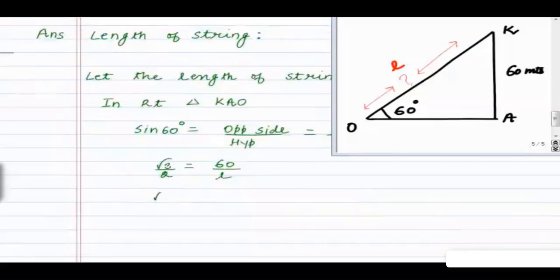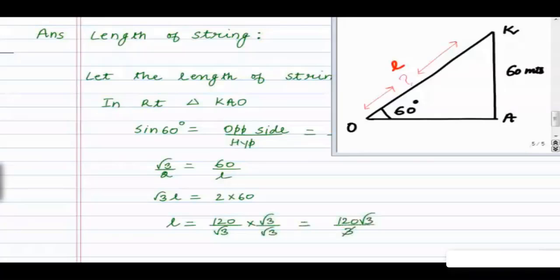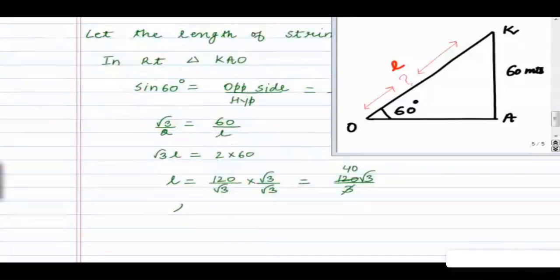Cross multiplying, we'll get root 3 L is equal to 2 into 60. That means L is equal to 120 divided by root 3. Multiplying the numerator and denominator by root 3, we'll have length is equal to 120 root 3 by 3. This can get cancelled. This will be 40 root 3. So L is equal to 40 root 3 meters.